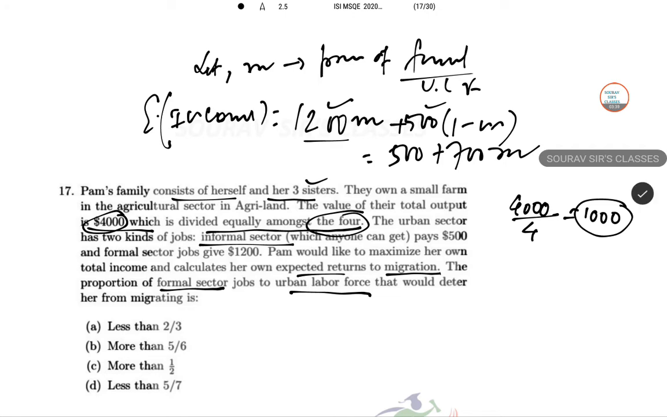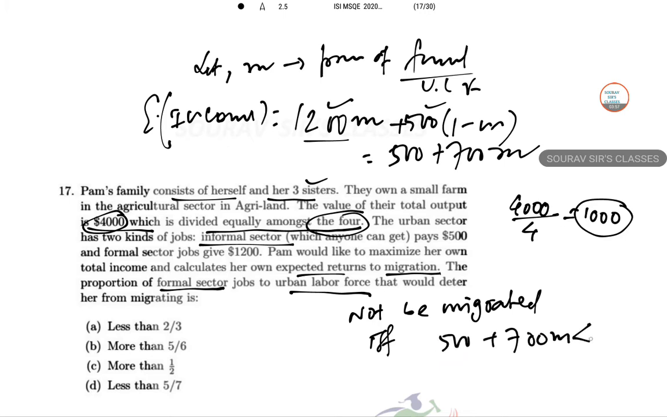So she will not migrate if and only if this 500 plus 700 M is less than this 1000. If it is more than that, obviously she will migrate. So if I solve it, 700 M equal to 500, M equal to 5 by 7. So quite a direct one. So M less than 5 by 7.